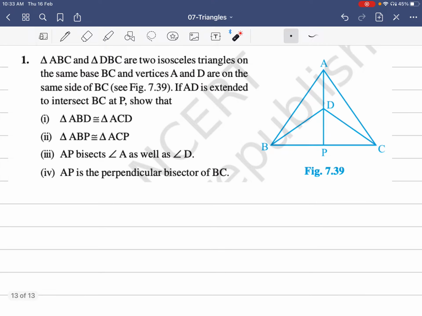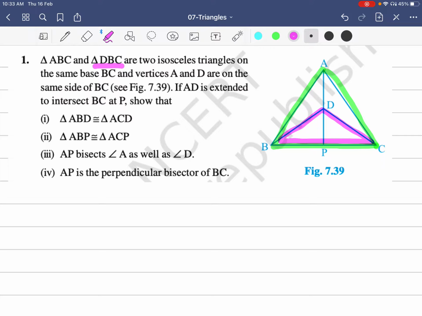Okay. So triangle ABC and triangle DBC are two isosceles triangles. So let's try to trace them. So this is triangle ABC. Okay. And we have another triangle DBC. So this is DBC. Okay. Both of them have the same base BC.